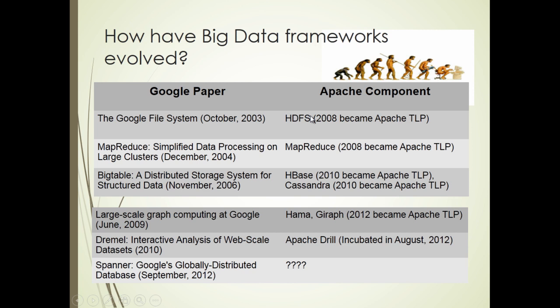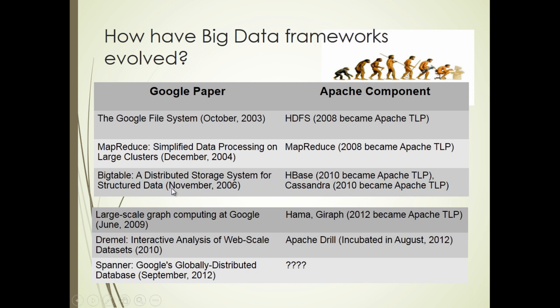Now for processing of the data, Google internally implemented a concept and technology called MapReduce, and released it as a white paper. You can see here, it simplified data processing on large clusters. In 2004, considering this white paper, they implemented their own technology called MapReduce for processing of the data. It became a top level project in 2008.